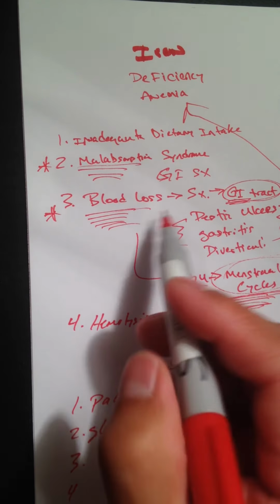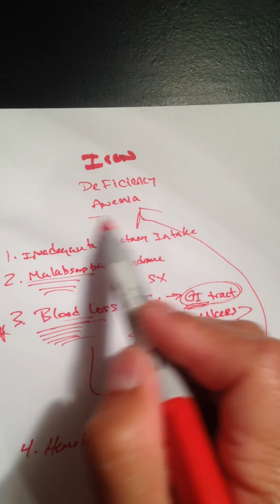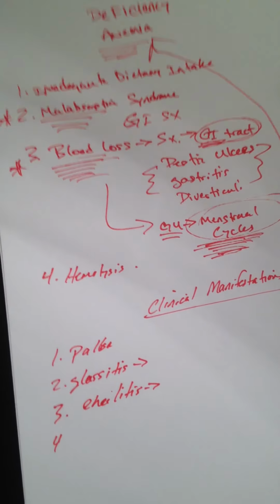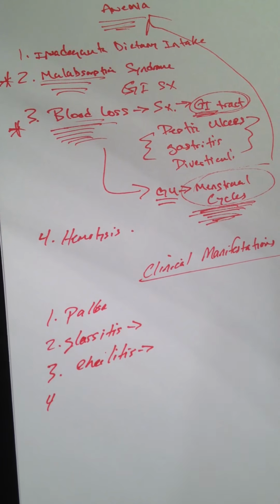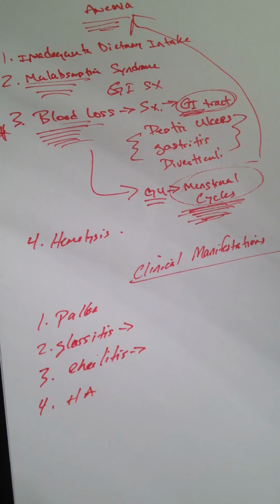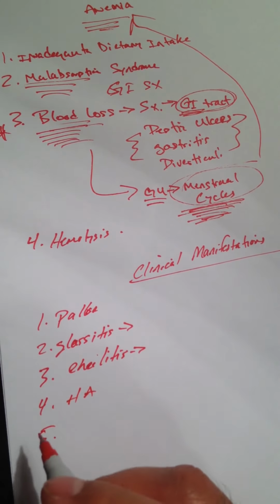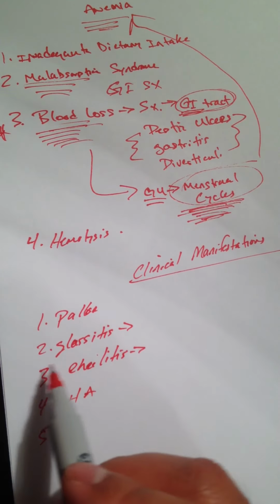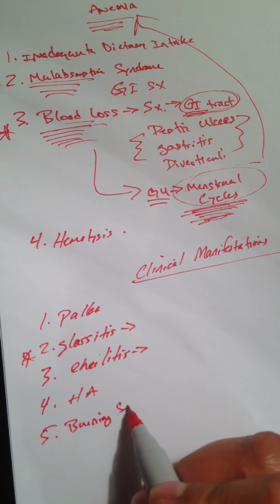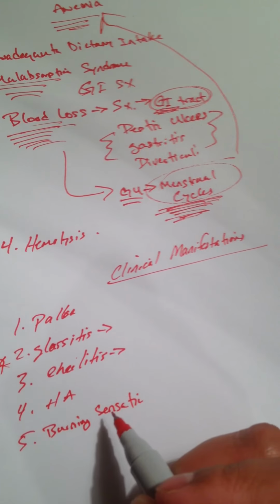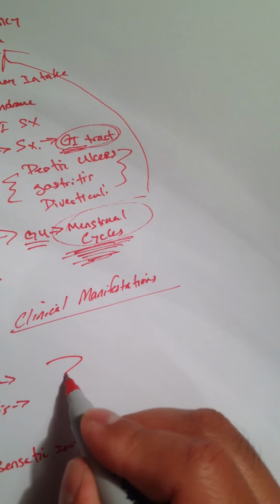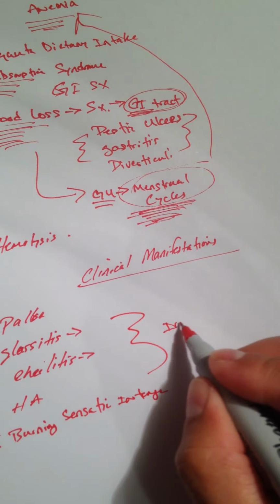Number four, because you have had some blood loss, you are anemic, you will most likely have decreased red blood cells. Decreased red blood cells means decreased oxygen. Decreased oxygen to the brain will most likely give you a headache. Number five, again, this goes with the tongue. You'll have a burning sensation in the tongue. Now again, these are all due to iron deficiency.